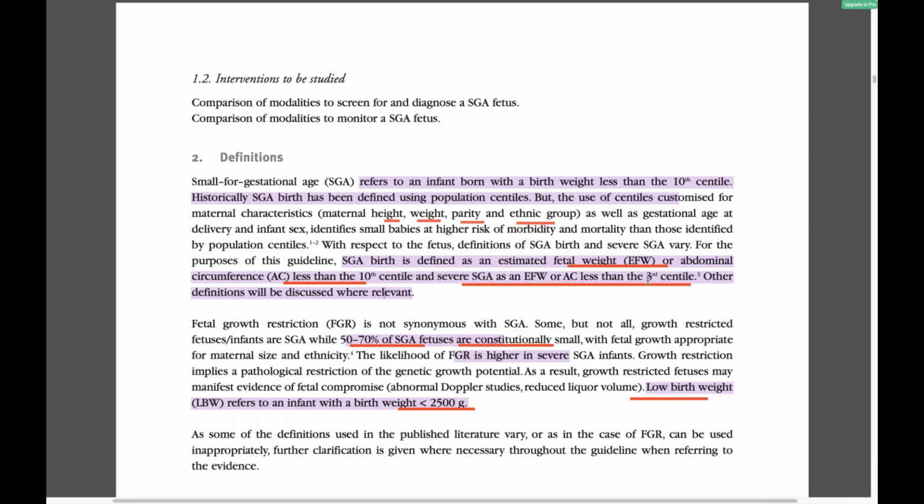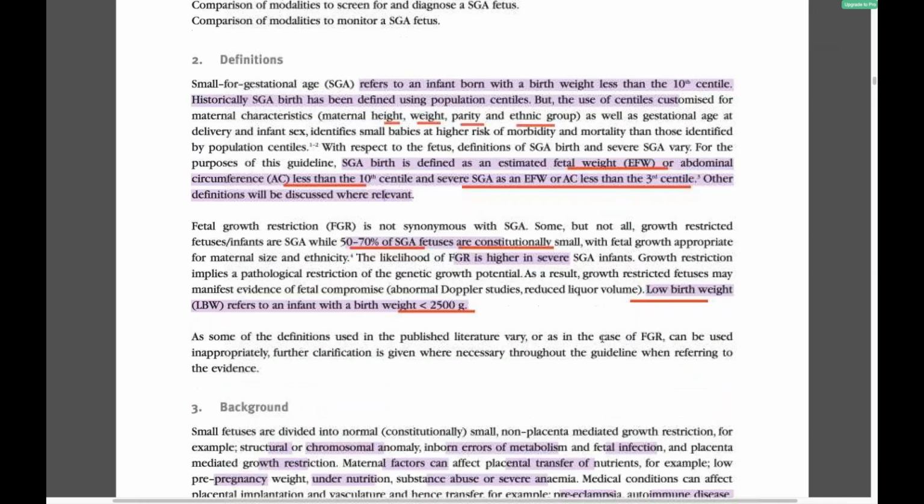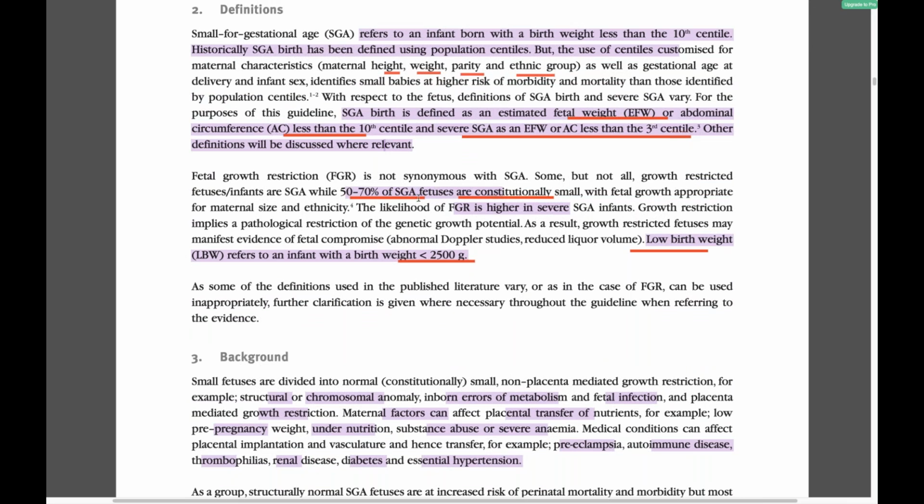If estimated fetal weight or AC is less than 3rd centile. Yes, so you will get question from here. Now, out of this SGA, I just told you some babies will be constitutionally small. So what will be the percentage? 50 to 70%. Yes, so 50 to 70% baby may be constitutionally small. So what is the definition of low birth weight? If birth weight is less than 2.5 kg.